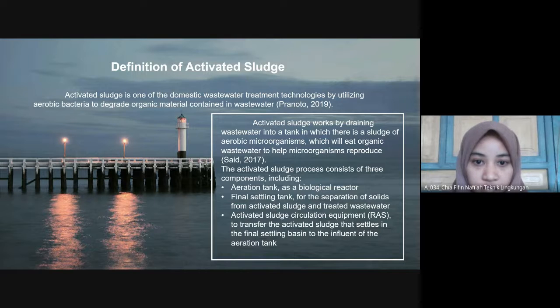The activated sludge process consists of three components: aeration tanks as a biological reactor, a final settling tank for the separation of solids from activated sludge and treated wastewater, and activated sludge circulation equipment, or RIS, to transfer the activated sludge that settles in the final settling basin to the influent of the aeration tank.